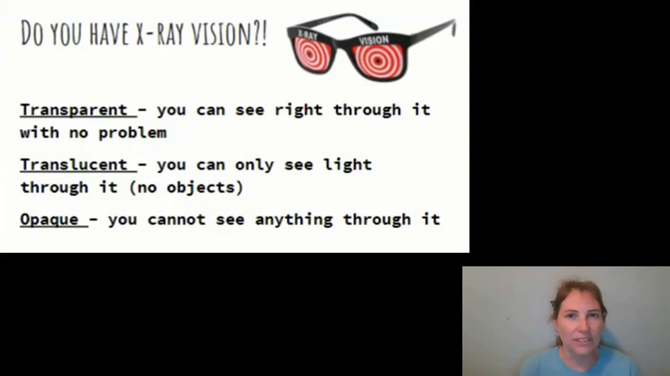Sometimes churches have stained glass windows, and that's also usually translucent, which means the light can go through those windows, but you can't really clearly see things on the other side of them. It only lets the light through. Okay?